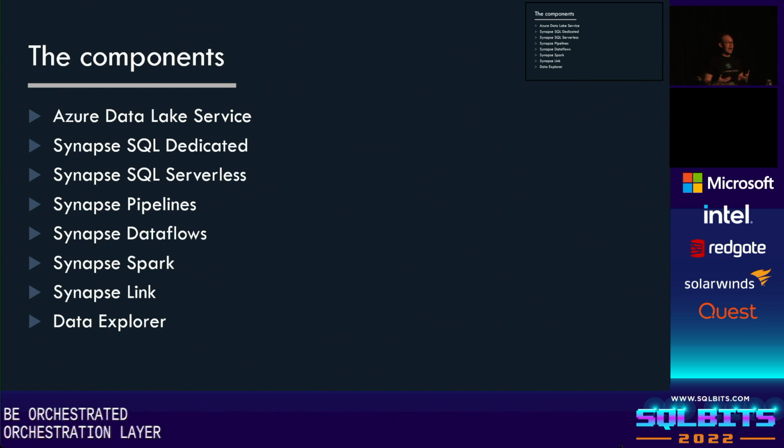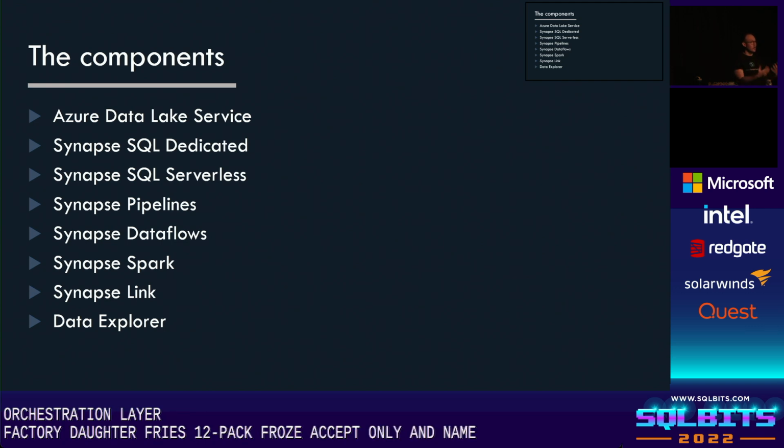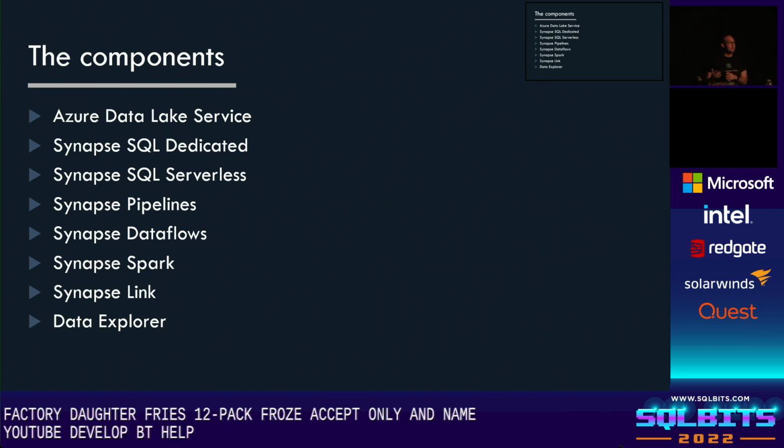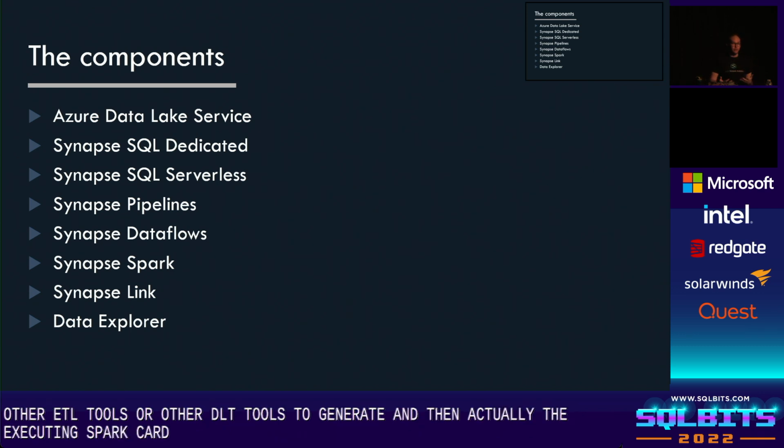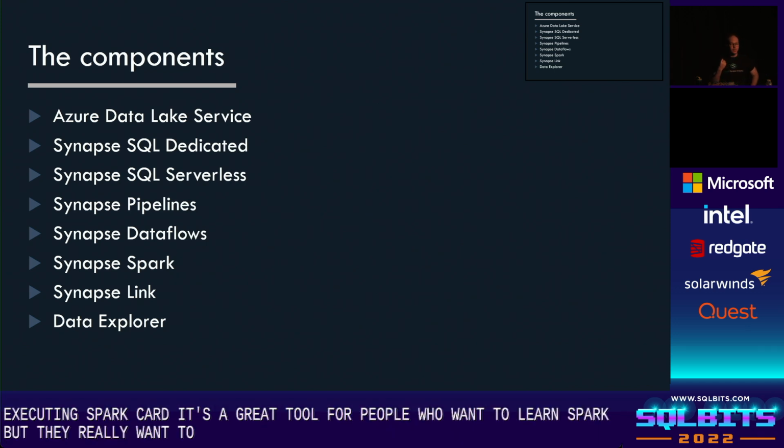Within that, you've also got Synapse data flows, or Azure Data Factory data flows, very similar to Power BI data flows, except only in name. That's a low-code, no-code way for you to develop ETL processes, similar to what you might have seen with other ETL or ELT tools, generating that in a GUI and then actually executing Spark code. It's a great tool for people who don't want to learn Spark, but want to leverage the power and scalability of Spark.